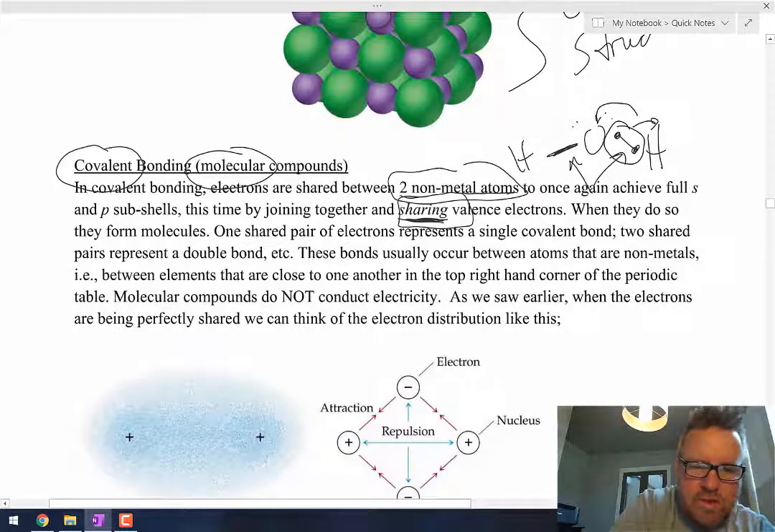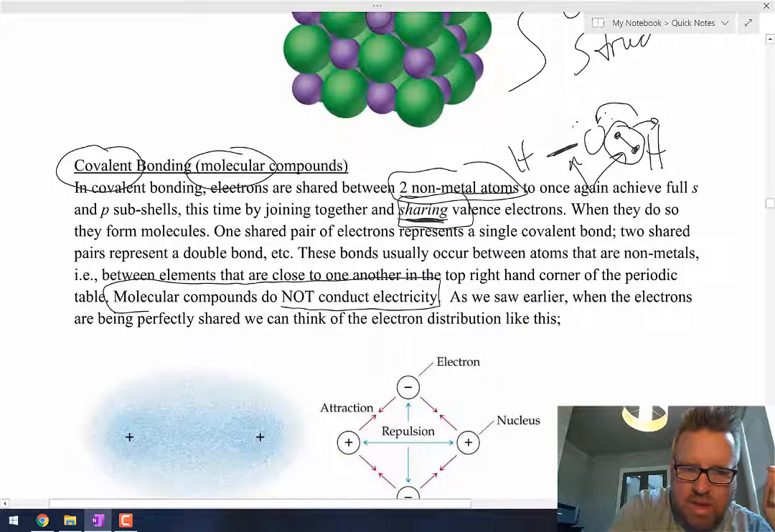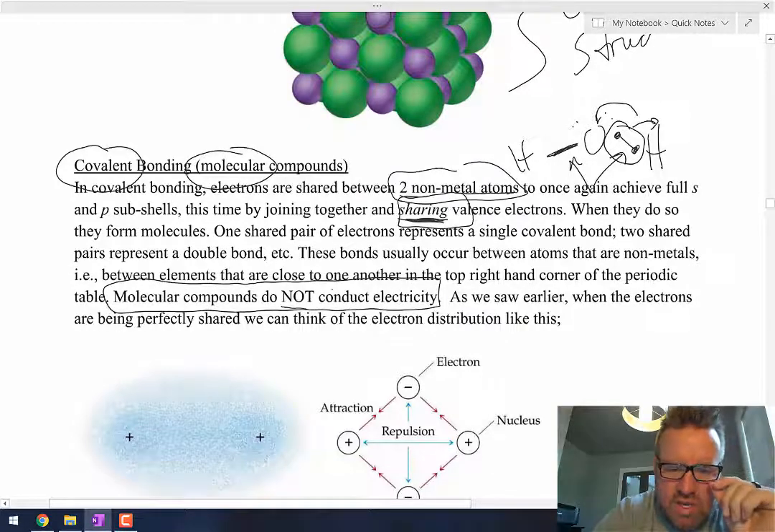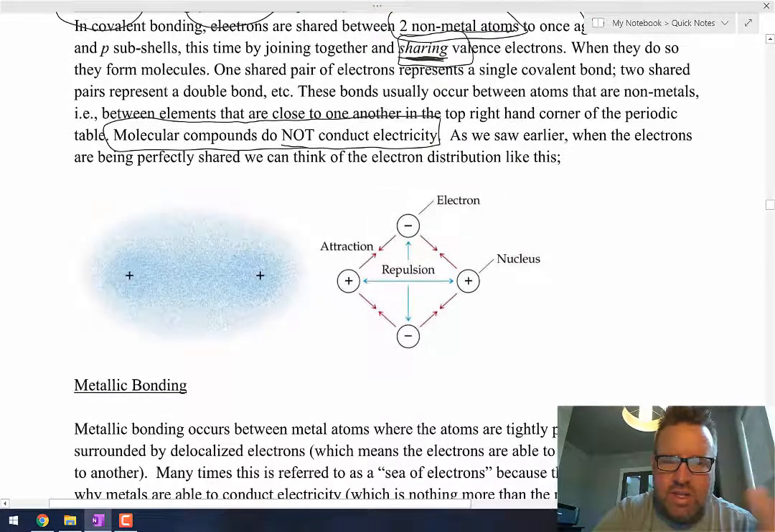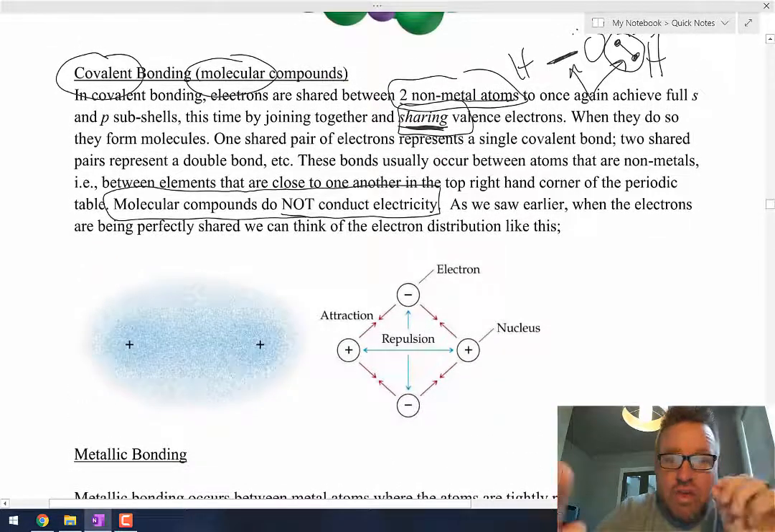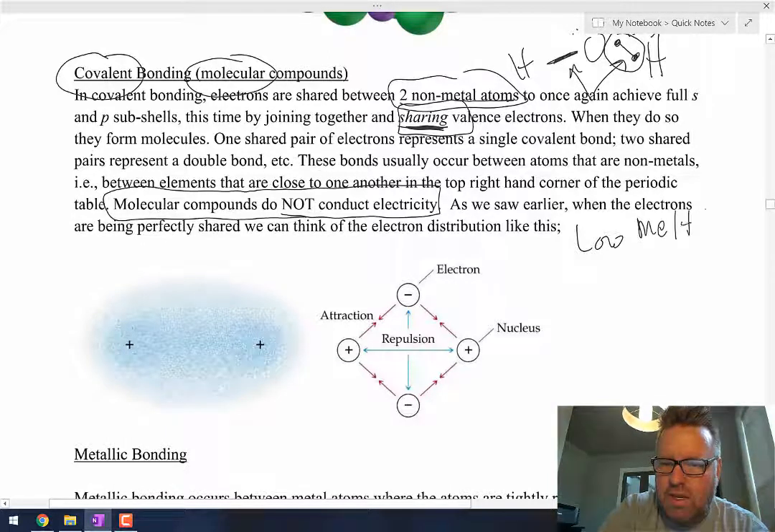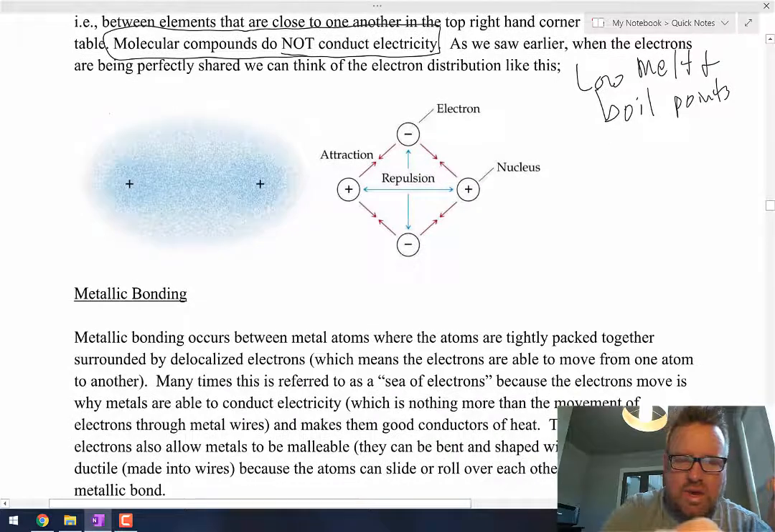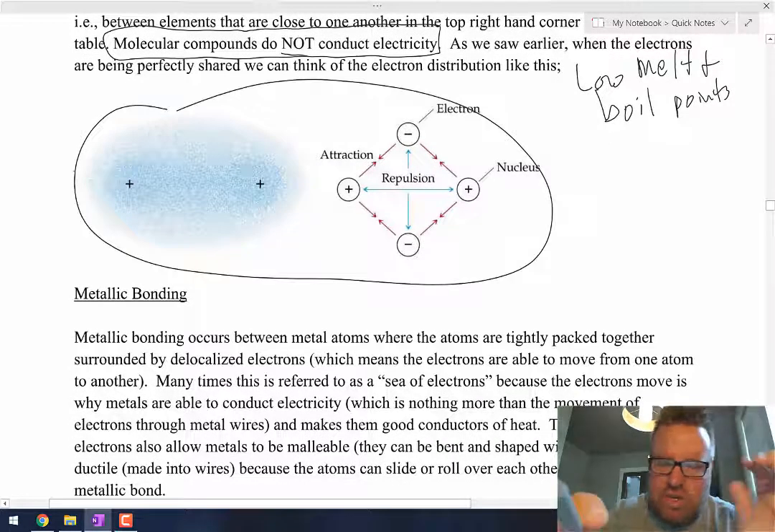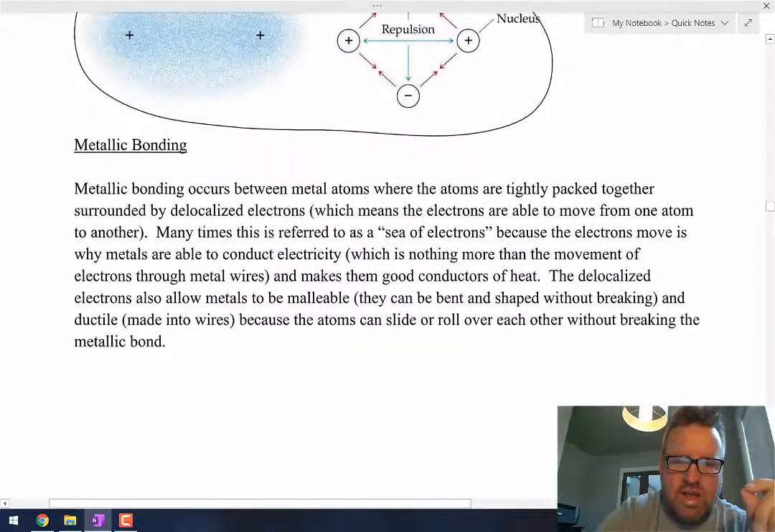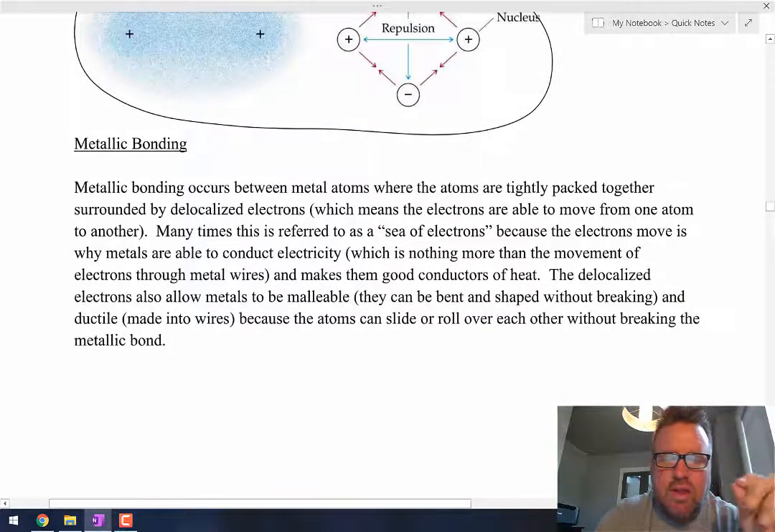Some important things you also need to know. How are they different from ionic compounds? They don't conduct electricity at all. Okay, molecular compounds do not conduct electricity, whether it's liquid, solid, whatever. And compared to ionic compounds, they have very low melting and boiling points. Okay, so you can kind of see a representation of that here, where there's an attraction and a repulsion at the same time.